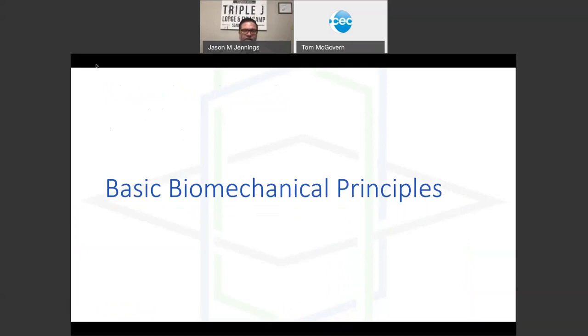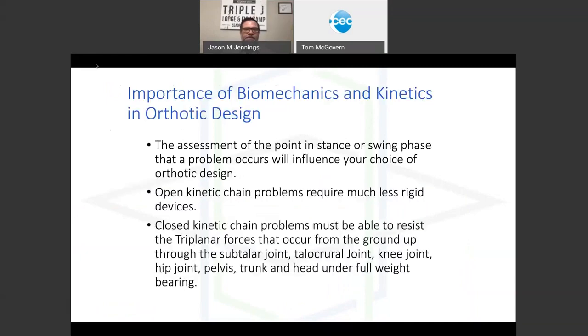And now let's talk a little bit about some biomechanical principles and the importance of these biomechanical and kinetic principles in your orthotic design. The assessment of the point in stance or swing that a problem occurs will influence your choice of your orthotic design.